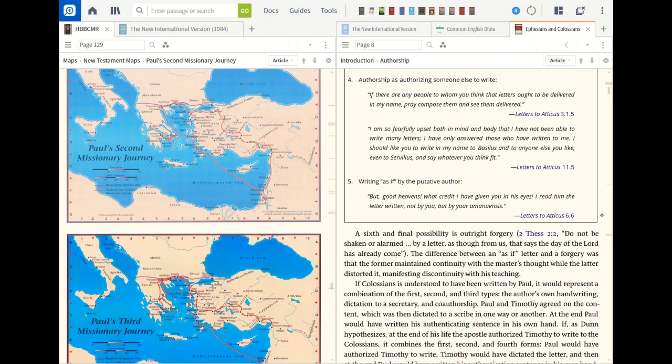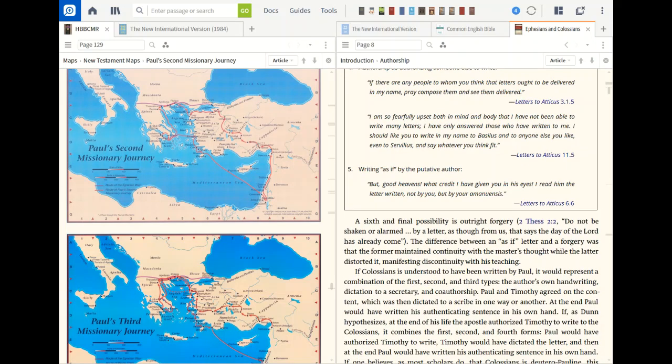And the writing as if by another author: "Good, but good heavens, what credit I've given you in his eyes. I read him the letter, not by you, but by your amanuensis." So somebody writing in the person's stead, as if in their voice. This comes into play when looking at, well, the sixth option, of course, is not written on here, but the sixth option is to just write downright forgeries.